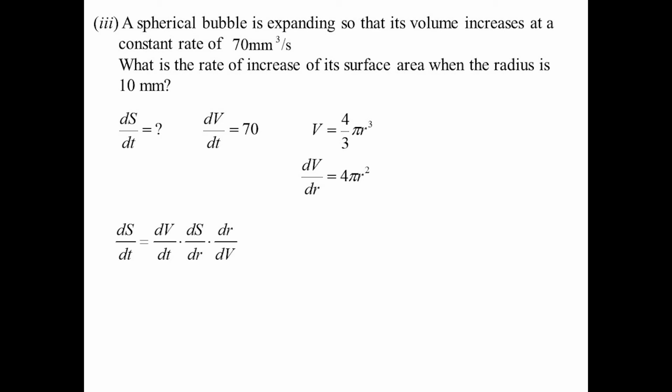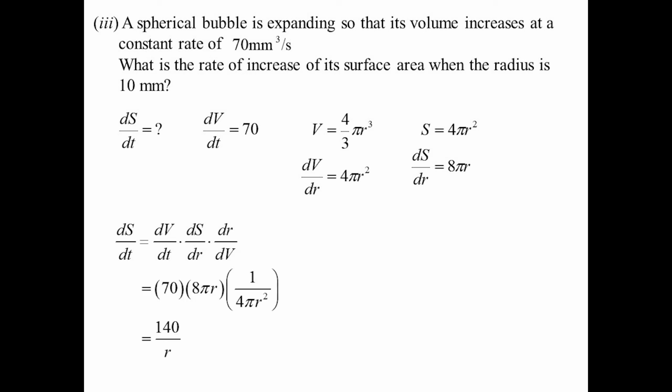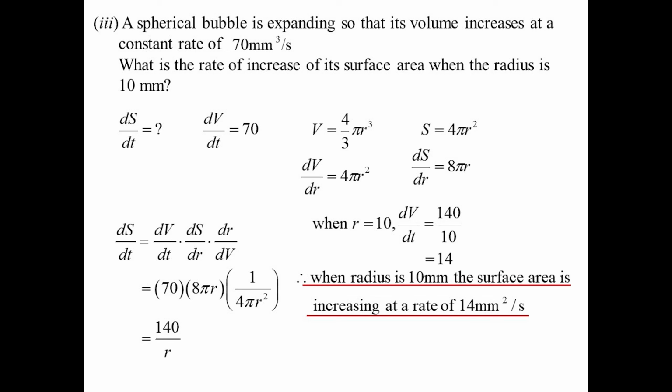Volume of a sphere, 4/3 pi r cubed, dV/dr is 4 pi r squared, which by an amazing coincidence is surface area as well, 4 pi r squared. dS/dr is 8 pi r. Sub that all in, and we get the rate of change of the surface area is 140 on r, inversely proportional to the radius. So as the radius gets bigger, the rate of change gets smaller. We want the specific time when radius is 10 millimetres. So sub that in, we get a nice neat 14 millimetres squared per second.